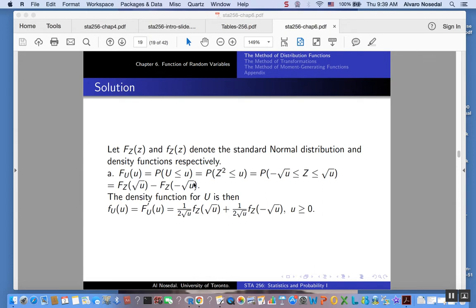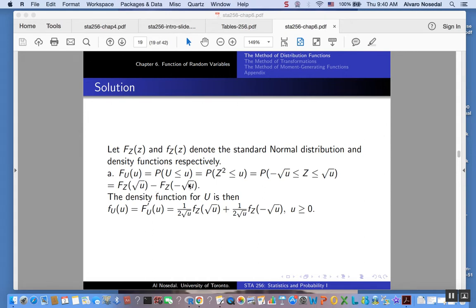Okay, so now we take the derivative with respect to u on both sides, and the derivative of the CDF of u is going to be the PDF of u. We are taking the derivative on the right hand side, and then we apply the chain rule. The derivative of the CDF of z is going to be the PDF of z evaluated at the square root of u, times the derivative of the square root of u. Okay, that's what we have here.